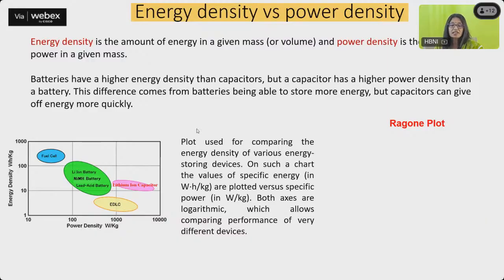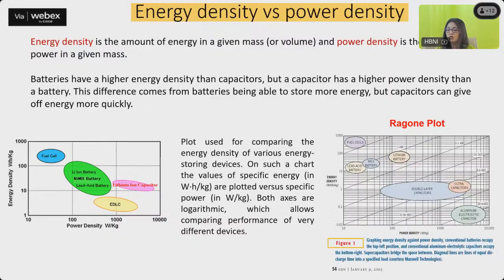So batteries definitely have a much higher energy density, as you can see over here, compared to the capacitors. If you see the EDLC, the electric double layer capacitors, the energy density which is plotted on the y-axis is much less, whereas batteries have much less power density compared to that of the capacitors. So when we talk about energy storage, we have one factor which is the batteries, the other factor which is the capacitor. The plot which is used to give you an idea about the energy density and power density of all these different storage devices is known as the Ragone plot.